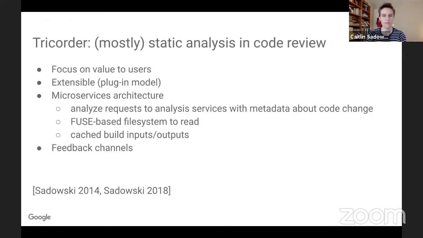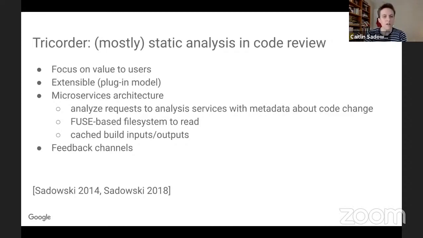Tricorder is based on a microservices architecture. So you send an analyze request, whenever there's a new code review patch ready, to analysis services, along with metadata about the code change. Those analysis services run a variety of analyzers, and they use a FUSE-based file system to read the files in the change, both before and after the patch. Tricorder also takes advantage of our distributed build system and the fact that we have cached build inputs and outputs that the analyzers can build off of.